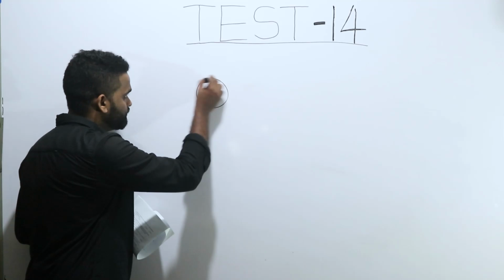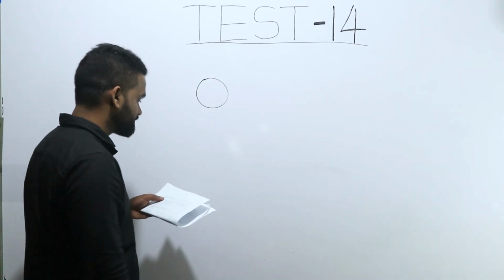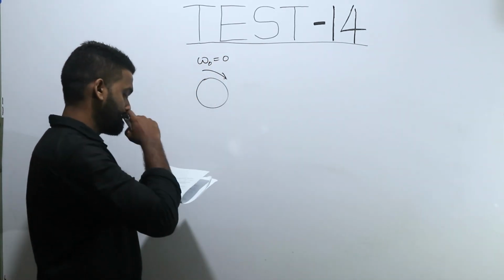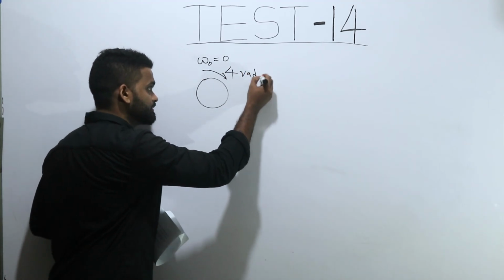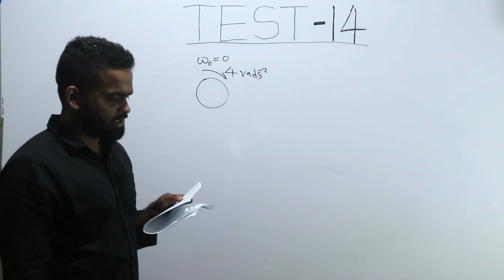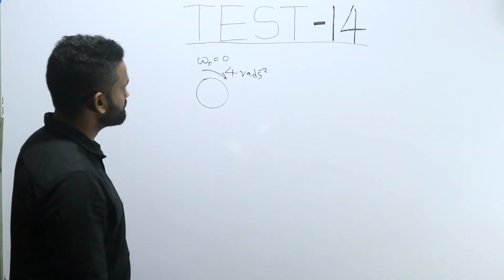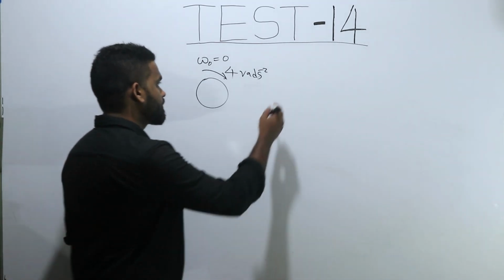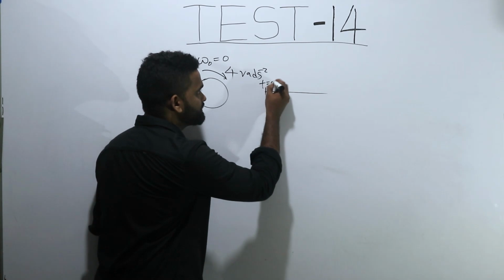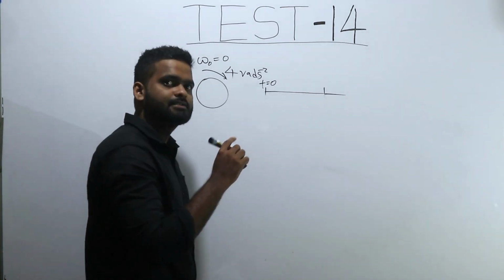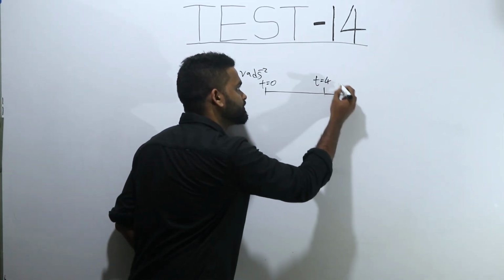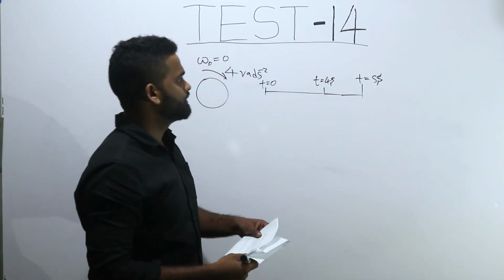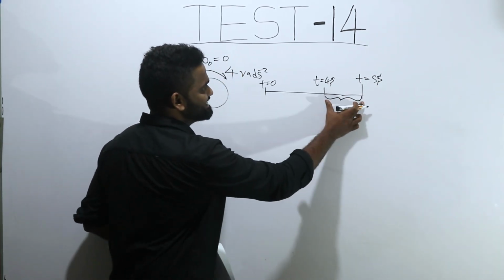Okay, we have a wheel at rest. So initial angular velocity is 0, and it is given this acceleration 4. So first you have to understand what fifth second means. Let's say this is t equals 0. Fifth second is between t equals 4 seconds and t equals 5. What they ask is this displacement.